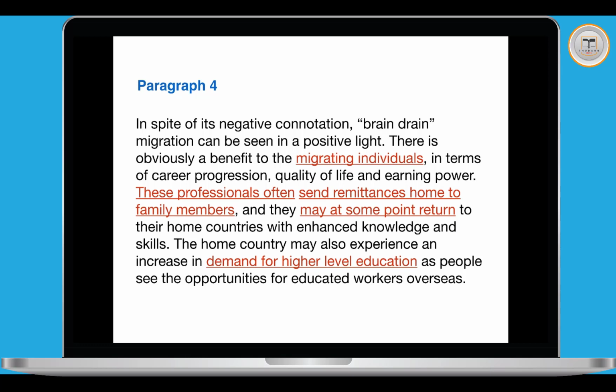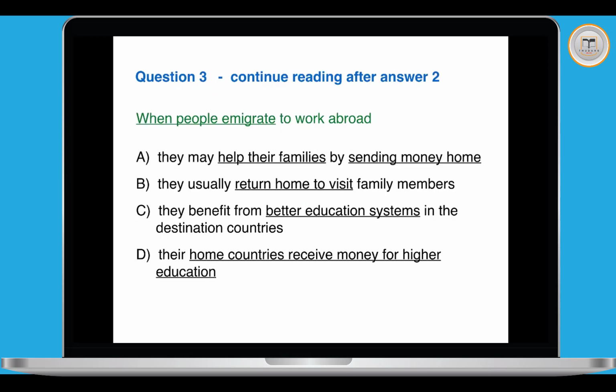Let's go back to the question then. When people emigrate to work abroad, we saw these professionals often. So when these migrants go abroad, what do they often do? Now let's get the right answer from the choices. They may help their families by sending money home. Well, send remittances. If you know that word, this is easy. Remittances are payments that they're sending.